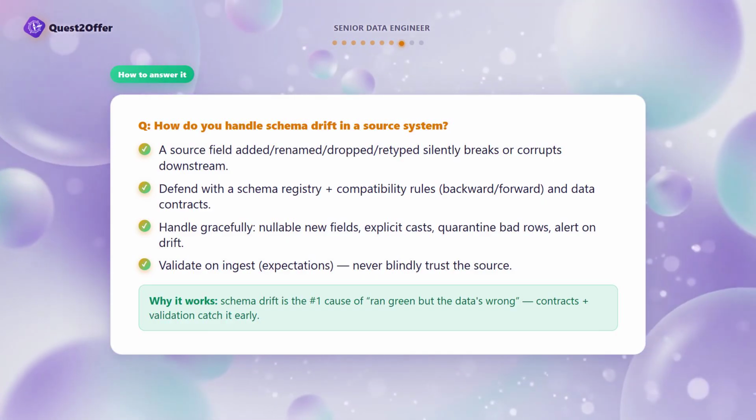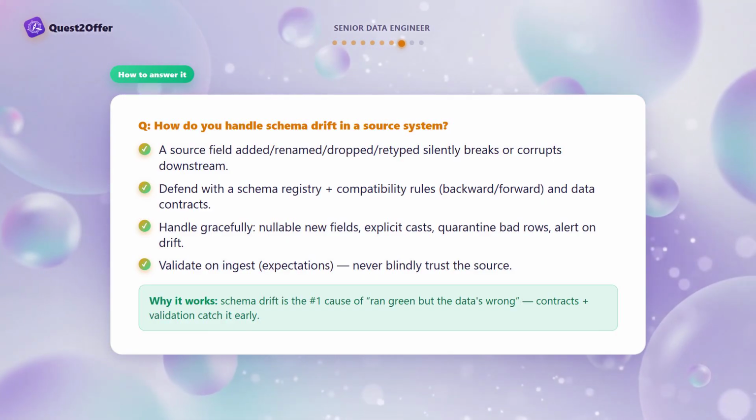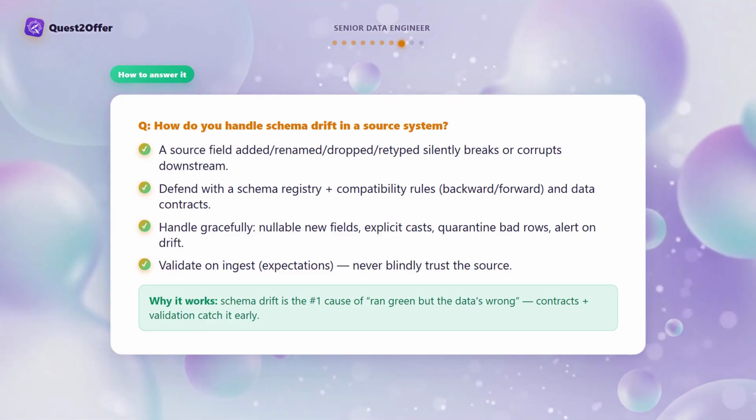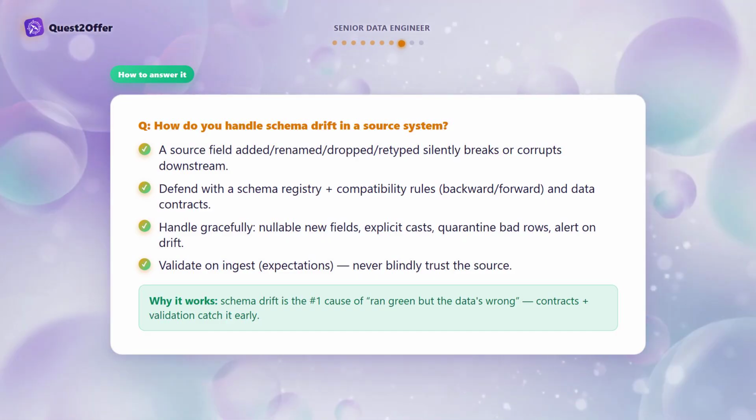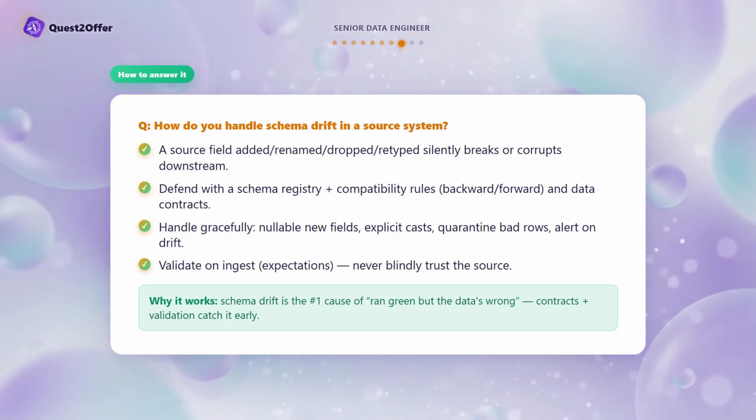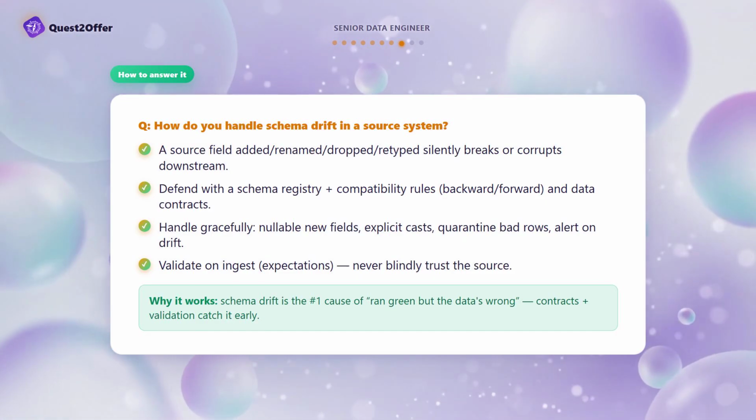Handle it gracefully. Make new fields nullable, cast explicitly, quarantine bad rows, and alert on drift. Validate on ingest with expectations. Never blindly trust the source.